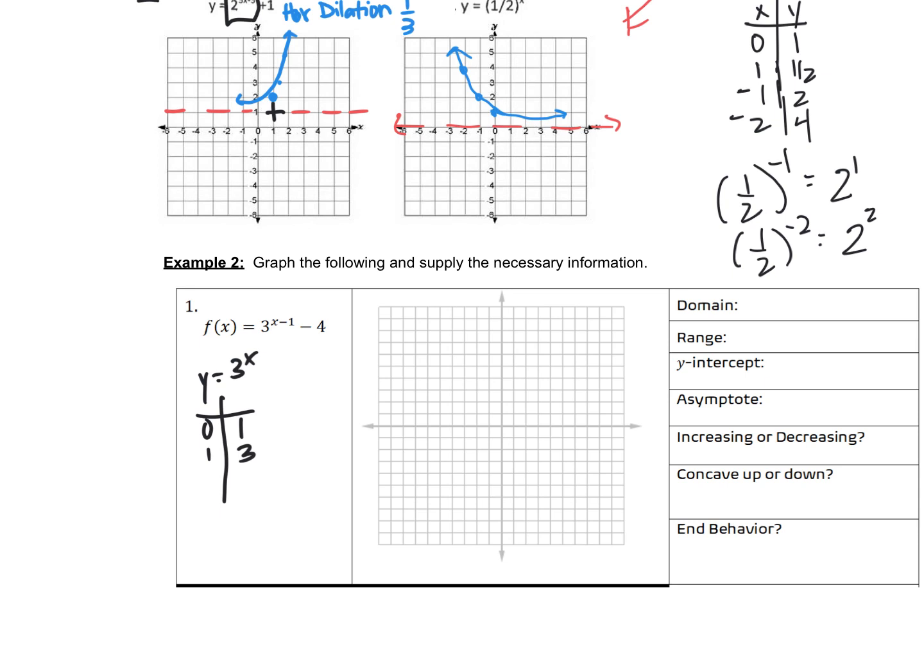And what's 3 to the second? 9. Okay, so I can get some points. I'm probably not going to graph a 9 if I'm just completely honest with you. I'm going to do those first two and curve that bad boy, because that's a lot of counting.